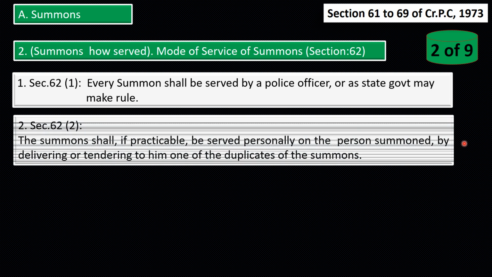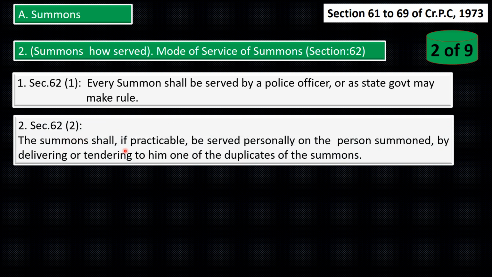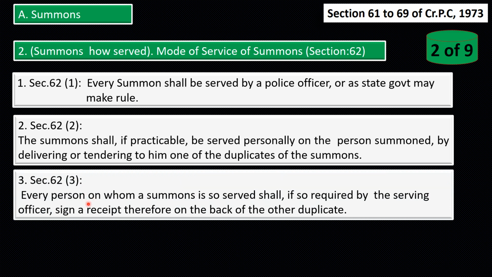Subsection 2 says that the summons shall, if practicable, be served personally on the person summoned by delivering or tendering him one of the duplicates of the summons. Subsection 3 says every person on whom summons is so served shall, if so required by the serving officer, sign a receipt thereof on the back of the other duplicate. So here we have covered the second part of the summons.